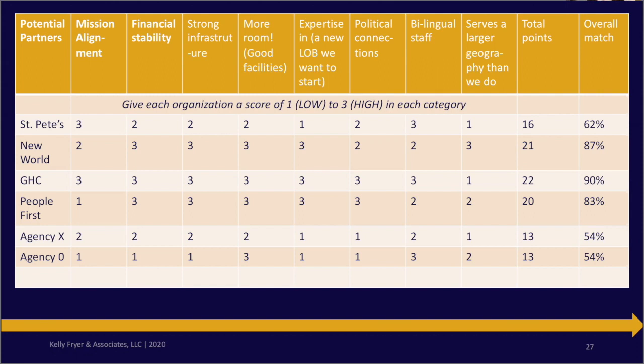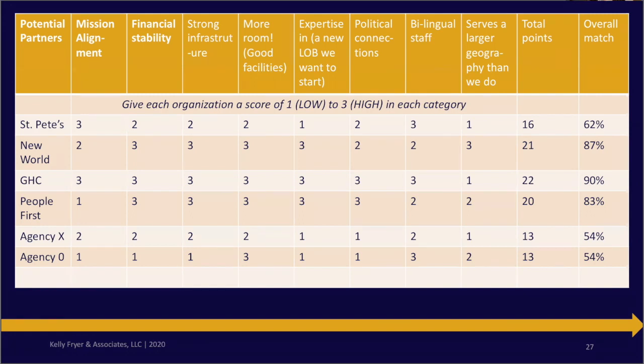The example I'm using is a new line of business that you want to start. But it could be expertise in writing grants, federal grants. It could be expertise in fundraising. St. Pete's doesn't have the expertise that this sample organization needs. It's got kind of medium political connections, really strong bilingual staff, which is something that's important to this sample organization, but it doesn't serve a much different geography than this sample organization does.